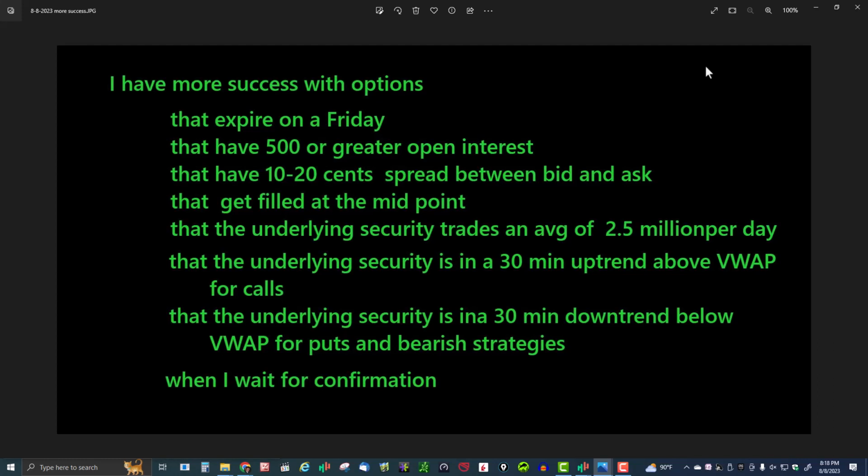What does it mean to get filled? It means when I bid for it, I get filled at the midpoint, somewhere between the bid and the ask. That's what it means to get filled. It means the transaction takes place between the bid and the ask, not at the ask or at the bid. Does that help you, T? I like to get filled at the midpoint. Midpoint is somewhere in between bid and ask.